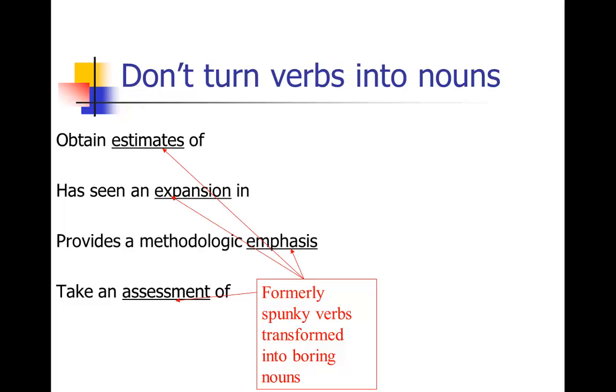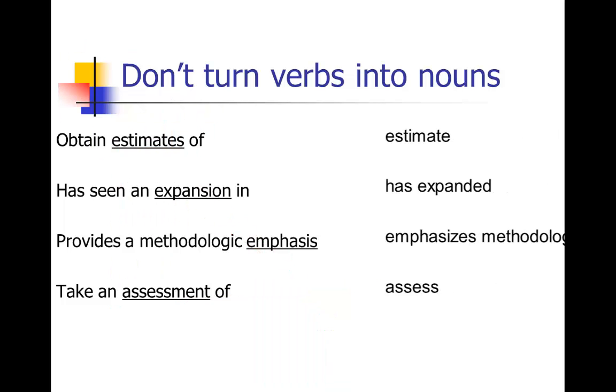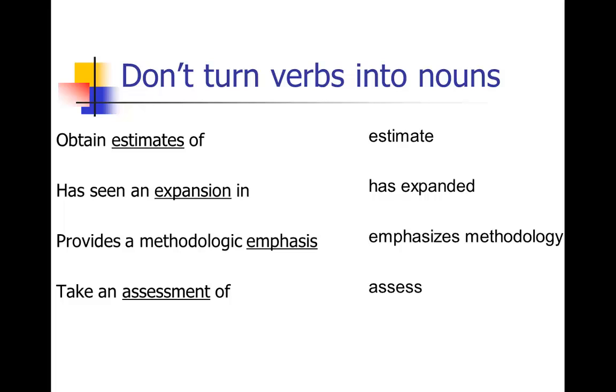Estimate, expansion, an emphasis, an assessment. And then not only do we do that, but we then pair this kind of boring noun with a really boring verb. Obtain, has seen, provides, take. So you want to turn all of those back into the just nice, direct, spunky verb. So you would say, estimate, has expanded, emphasizes methodology, and assess. We don't need all of those extra words. We can drop all of those extra words and get right to the verb.